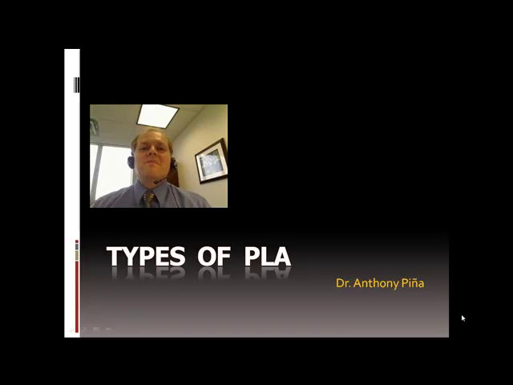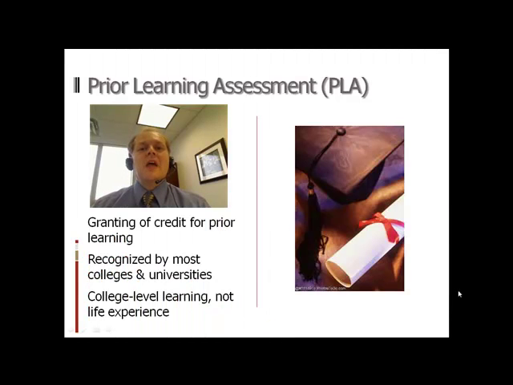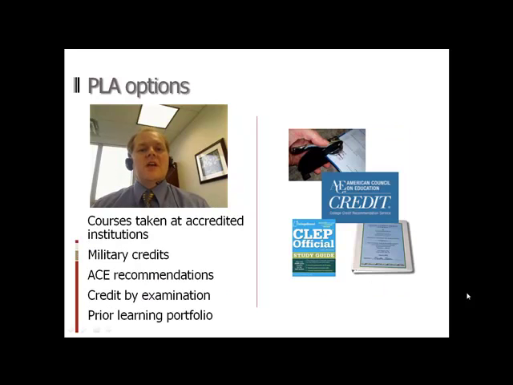Hi, I'm Tony Pina. For this session, we'd like to discuss different types of PLA, Prior Learning Assessment. Now, to review, Prior Learning Assessment is the granting of credit for learning that you received previously outside of a regular classroom setting. This type of credit is recognized by most colleges and universities, over half at least, and PLA credit is given for prior learning, college-level learning, not just for life experience.